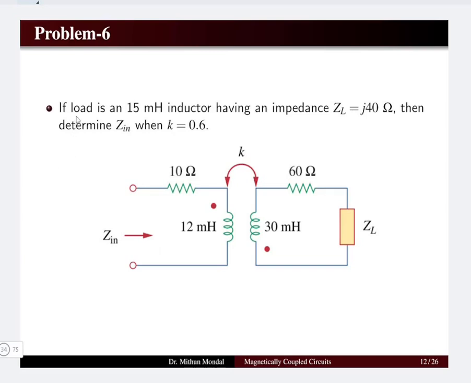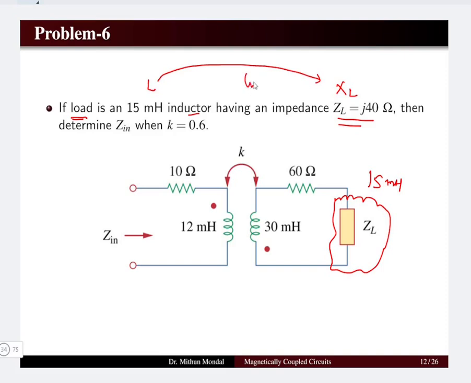Problem 6. Here in this network, the load which is connected at the secondary of the mutually coupled winding is basically a 15 millihenry inductor, and the impedance of the load is also given to us. So we have been given the value of L and we have been given the value of XL. This is given just to find at what frequency we have to operate the system. We have to determine the input impedance of this network under the condition that the coefficient of coupling is 0.6 between the primary and the secondary side.